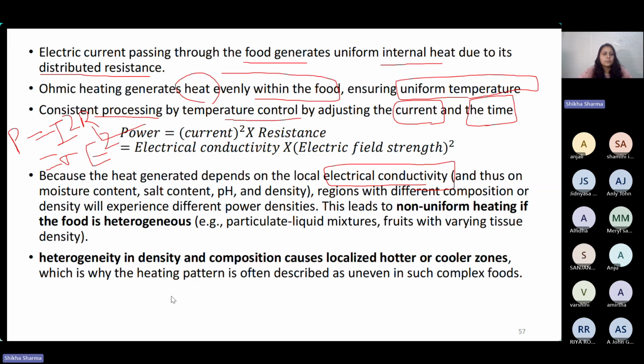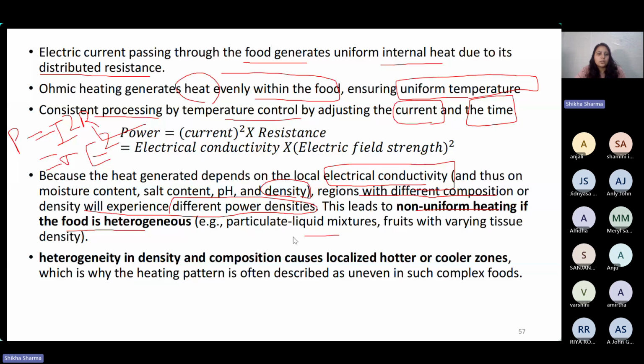the food is not uniform. Food can have moisture, salt, its pH can be different and the density will be different. So based on these regions of different composition, the power density will be different. So this leads to non-uniform heating of the food because food is heterogeneous.